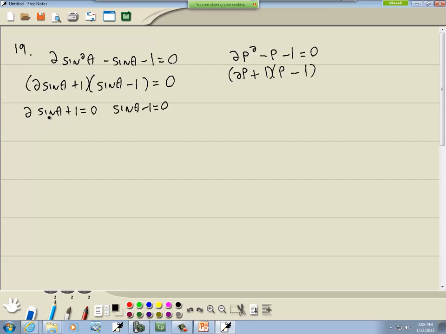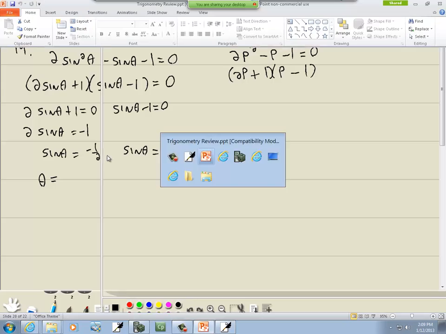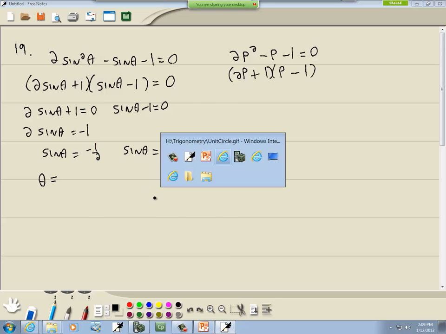I'll get the sine by itself. So here I'll take the 1 over. So we got 2 sine theta is equal to negative 1, or sine theta is equal to negative 1/2. And on this one, I'll take negative 1 over, and we get sine theta is equal to 1. Okay, let's first look at the negative 1/2. We're looking where sine is equal to a negative 1/2, which is going to be in quadrants 3 and 4.